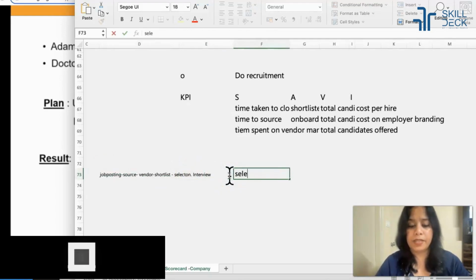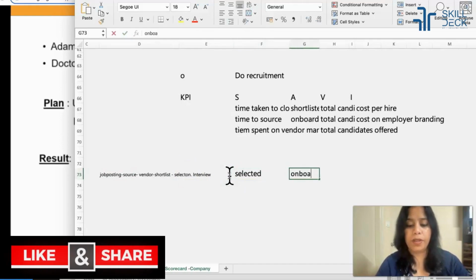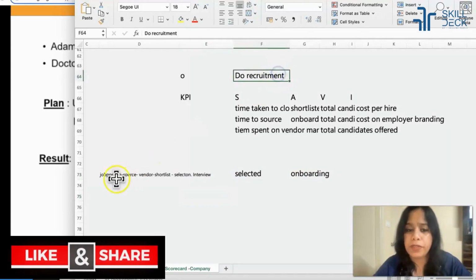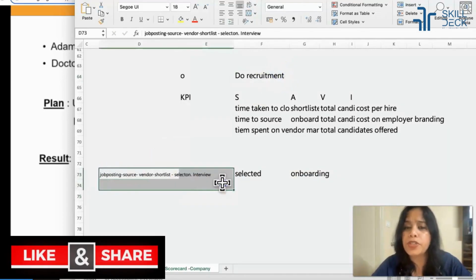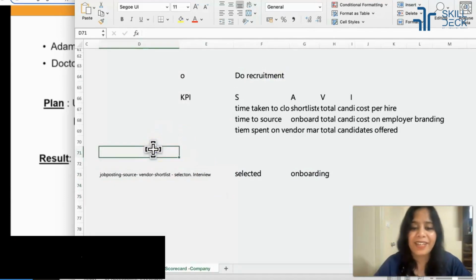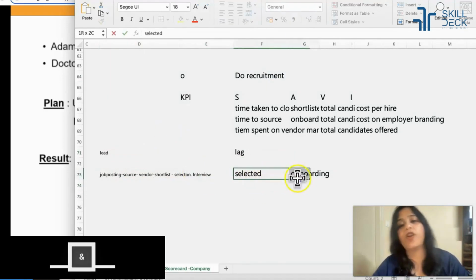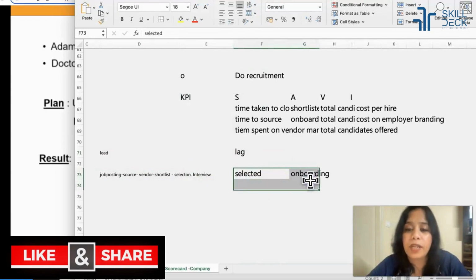And I'll say selected, and then it's onboarding. So what is lead? What is happening that is giving you the final objective? So from job posting to interview, this is lead, correct? And what is lag? That's the final outcome. So selection and onboarding is the final outcome.